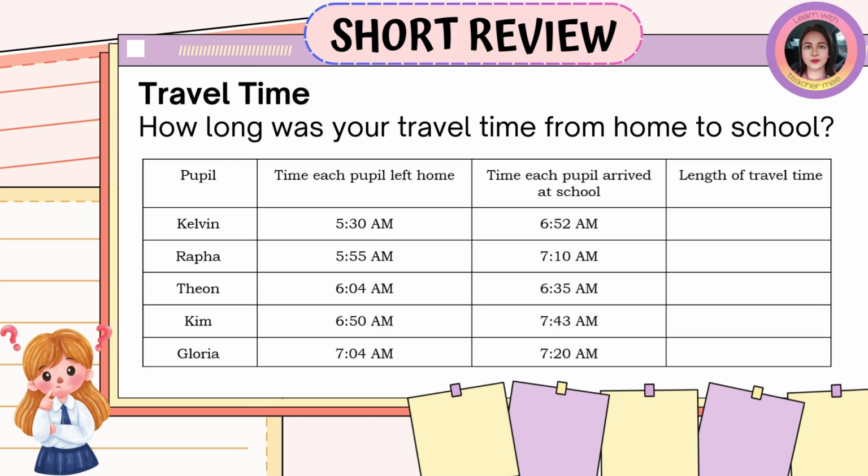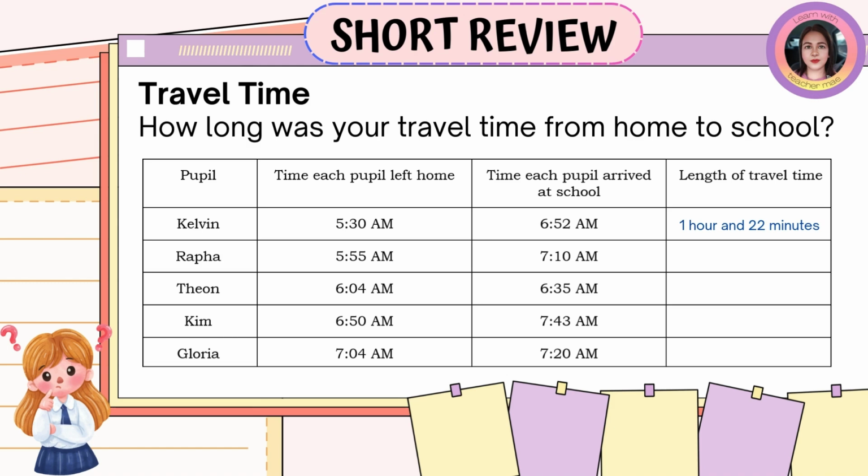Travel time. How long was your travel time from home to school? The first column is the name of the pupil. Second column, time each pupil left home. Third column, time each pupil arrived at school. And the last column is the length of travel time. The first one is Kelvin. Time left home is 5:30 a.m. Time arrived at school is 6:52 a.m. Length of travel time is 1 hour and 22 minutes.